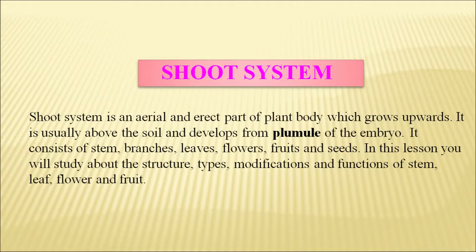If you remember, every seed has an embryo in it and the plant develops from the embryo. So, the plumule part of the embryo develops into the shoot system, and the radicle part of the embryo develops into root system. So, what is shoot system? It is the stem, branches, leaves, flowers, fruits and seeds.